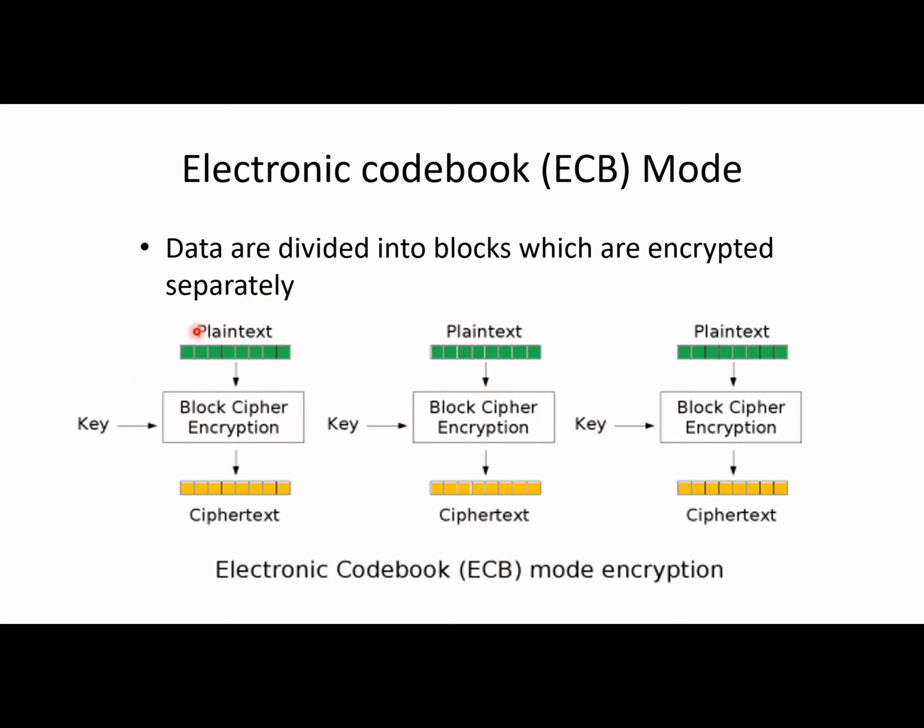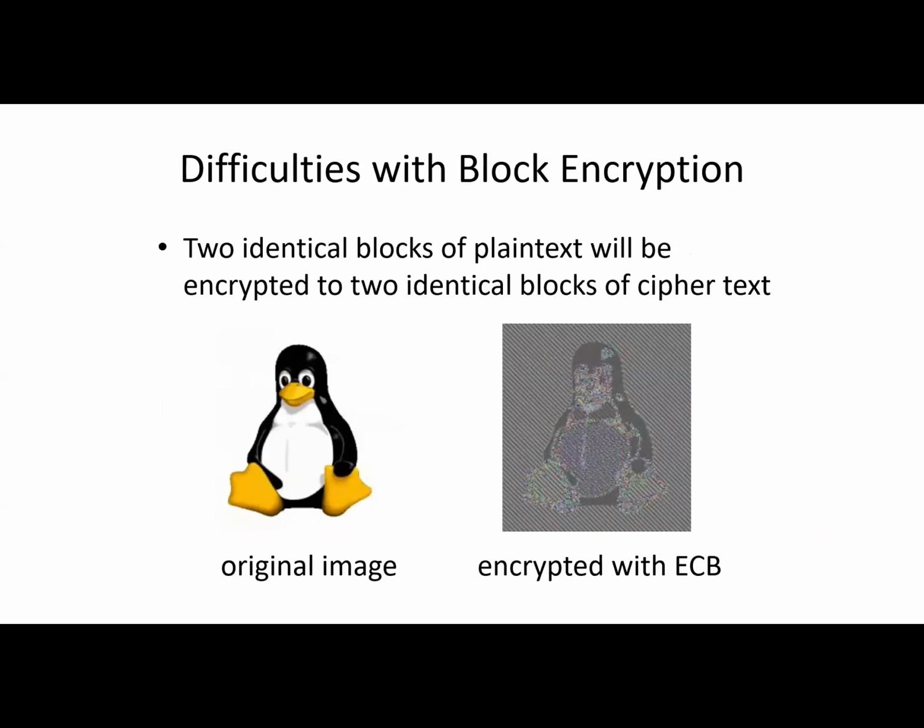Thing is, if one of the blocks of plain text is the same as another block of plain text, then that block of ciphertext is exactly the same as the other block of ciphertext. Well, it has to be. If it wasn't, you couldn't decrypt it. So it turns out that that could be a problem.